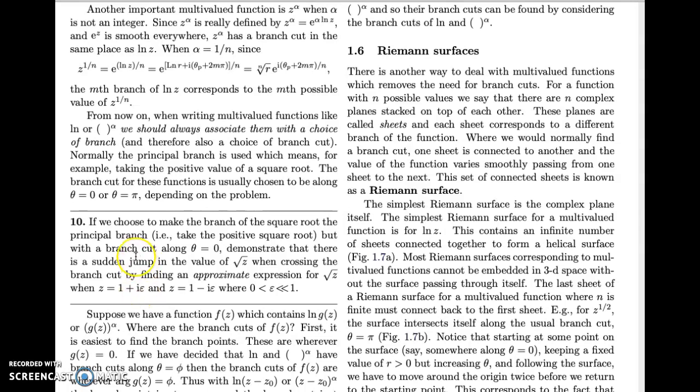So question 10 is really intended to give you some idea about how these branches work and how the discontinuity arises. This time, read the question carefully. It's along the positive axis.